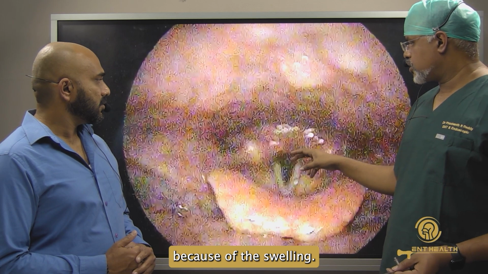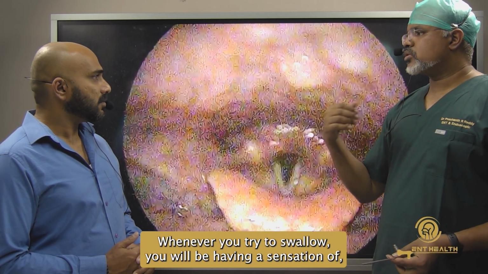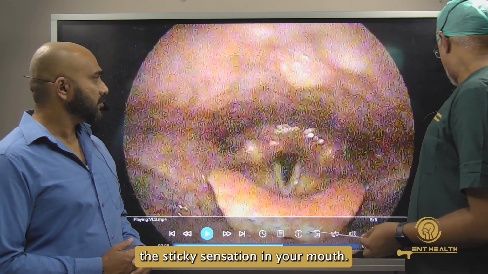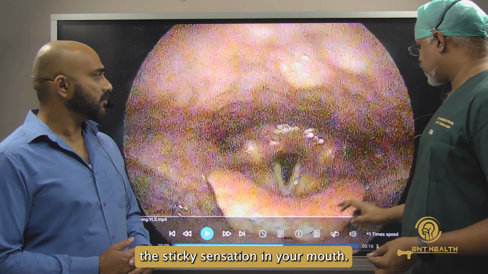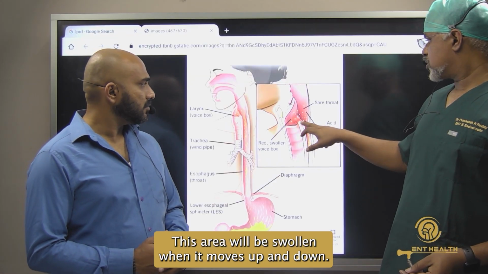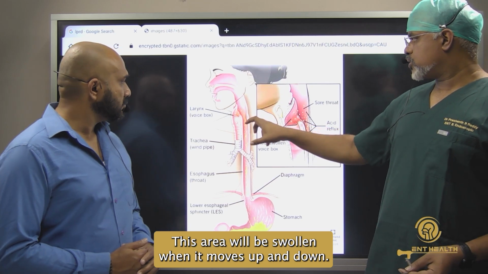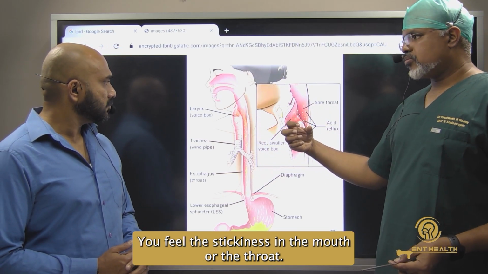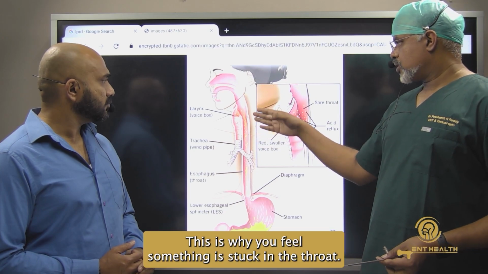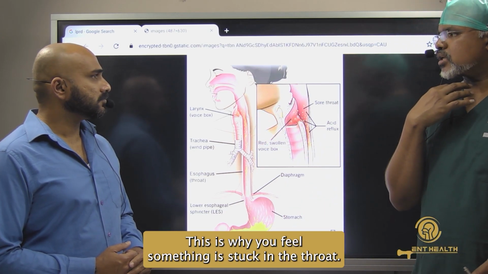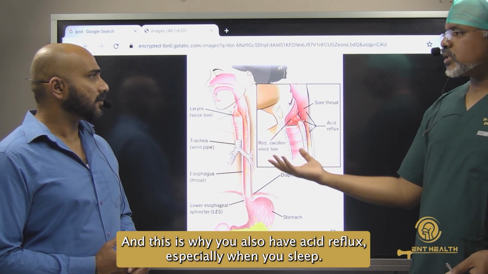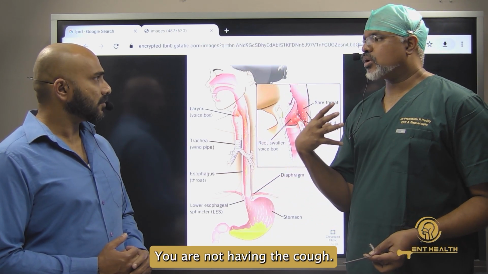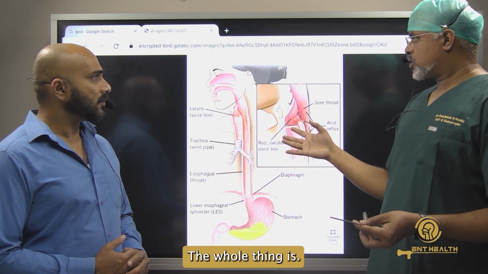Because of the swelling, whenever you try to swallow, you will be having a sensation of fluid, a sticky sensation in your mouth. This area will be swollen up. When it moves up and down, you feel a stickiness in your mouth or the throat. This is why you feel something is stuck in the throat. And this is why you also have the acid reflux, especially when you sleep, you are having the cough.